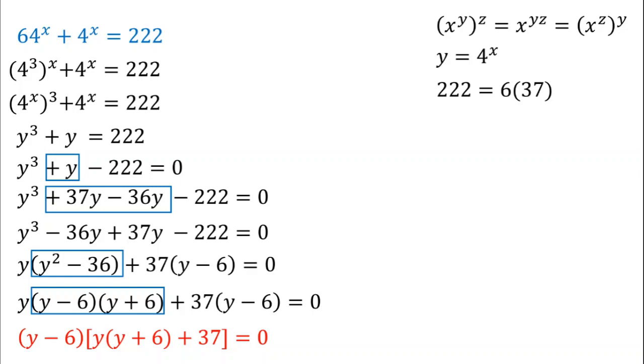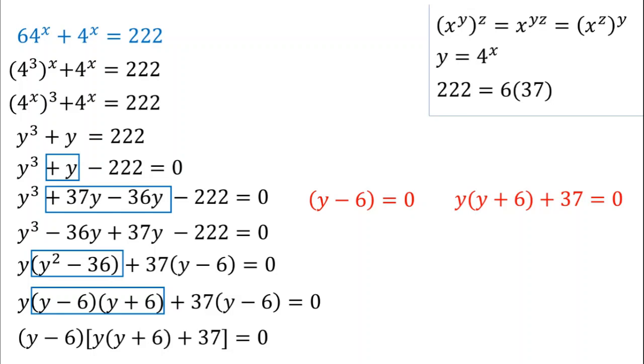So this yields y minus 6 times the entire quantity of y times y plus 6 plus 37 equals 0. So now that we've got a product of two quantities equal to 0, in order to satisfy and solve this equation, at least one of the two quantities has to equal 0. So now we're left with solving the two equations, y minus 6 equals 0, and y times y plus 6 plus 37 equals 0. Obviously the first one's pretty simple. We're left with the solution y equals 6.